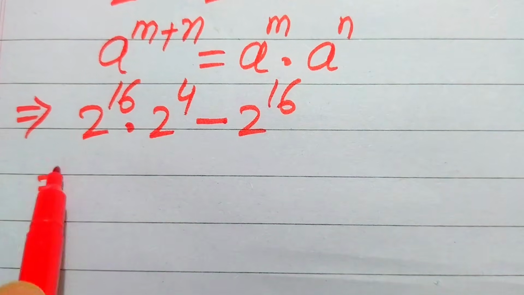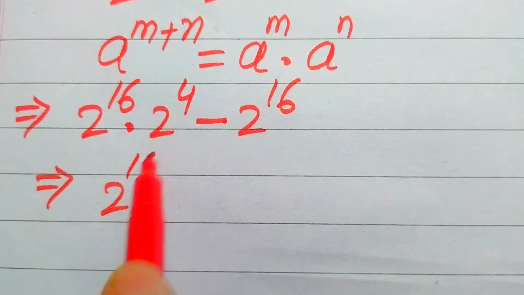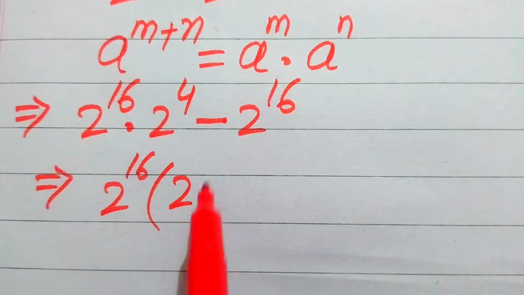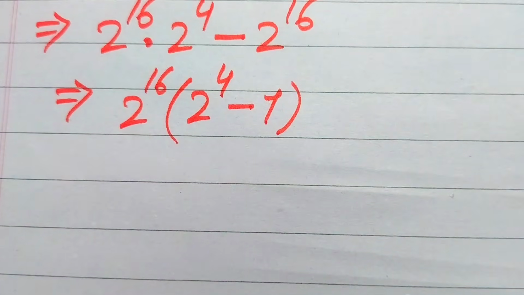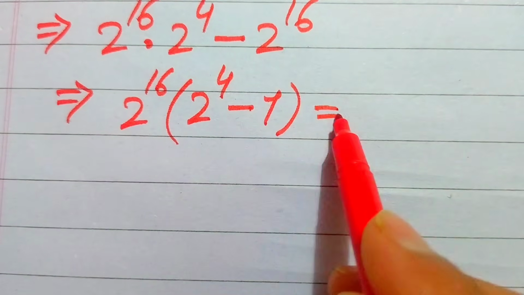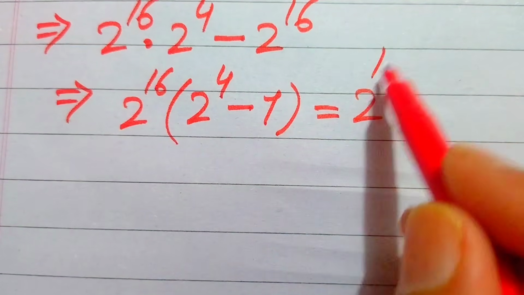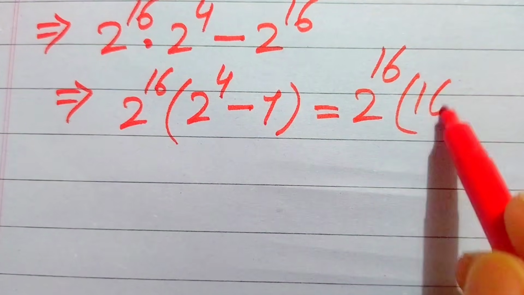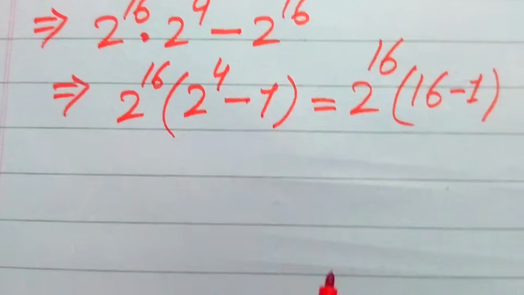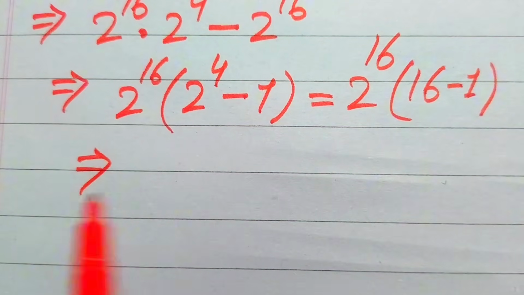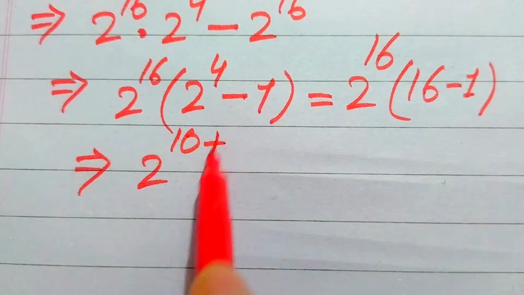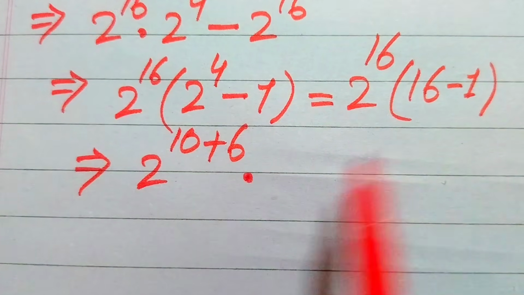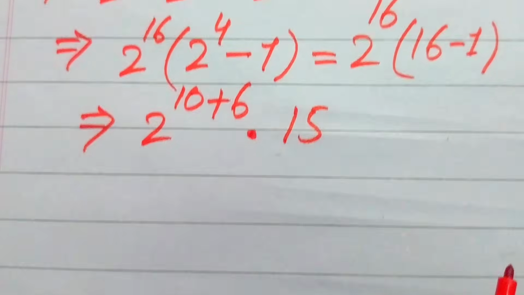In the next step, you see both of these terms involve 2 to the power of 16, and the remaining value is 2 to the power of 4 minus 1. Further, we need more simplification. 2 to the power of 4 is equal to 16, so we write 2 to the power of 16 into 16 minus 1. Now we again break 2 to the power of 16 as 2 to the power of 10 plus 6, multiplied by 16 minus 1, which becomes 15.